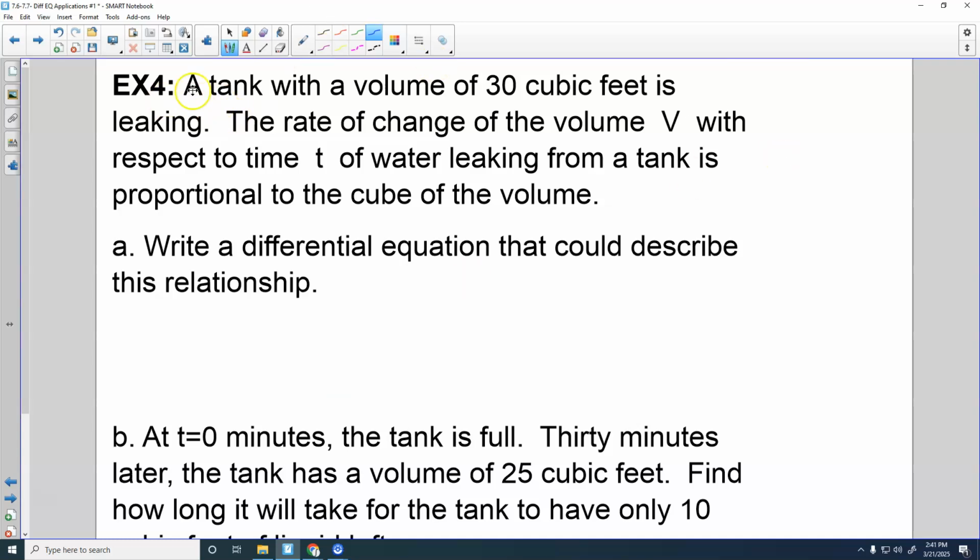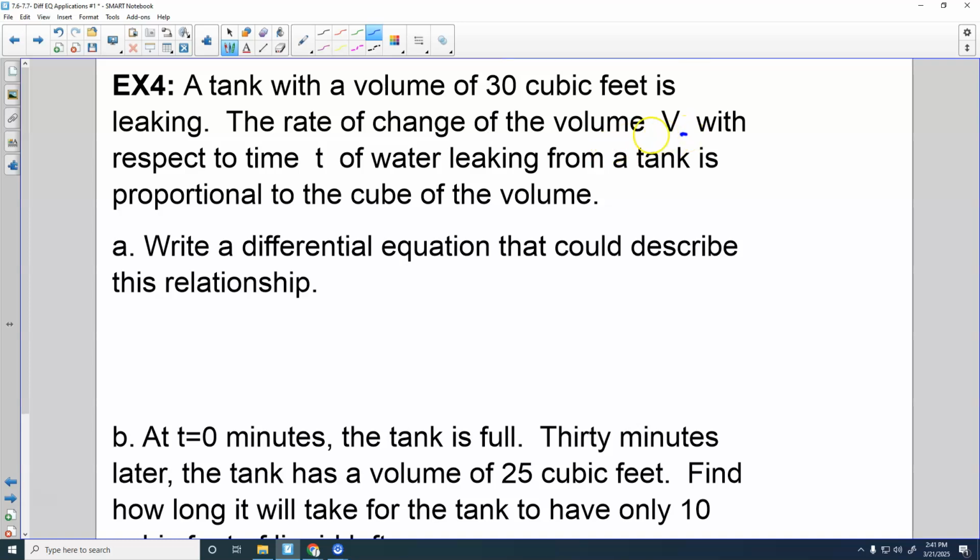So a tank with a volume of 30 cubic feet is leaking. The rate of change of the volume with respect to time of water leaking from a tank is proportional to the cube of the volume. Okay, so we're going to need to write a differential equation for this relationship.